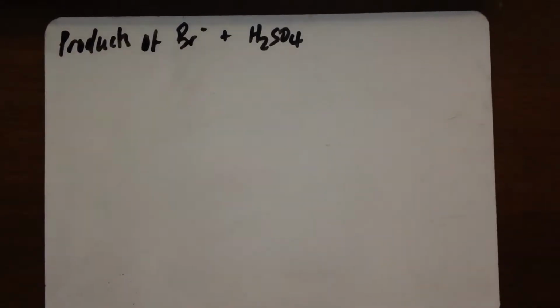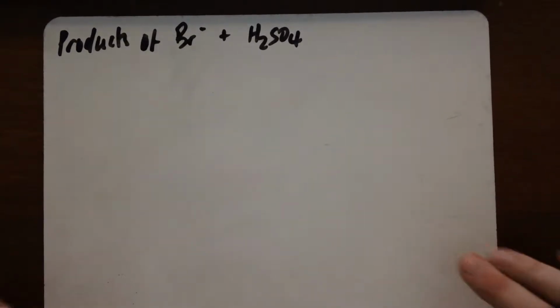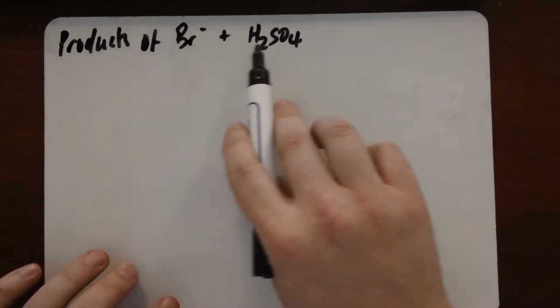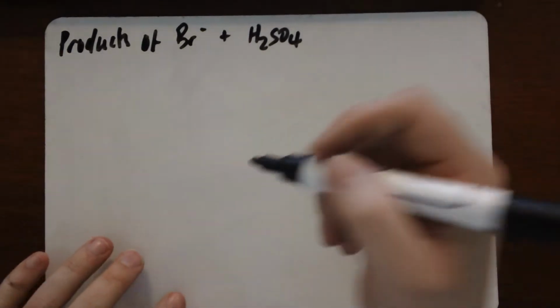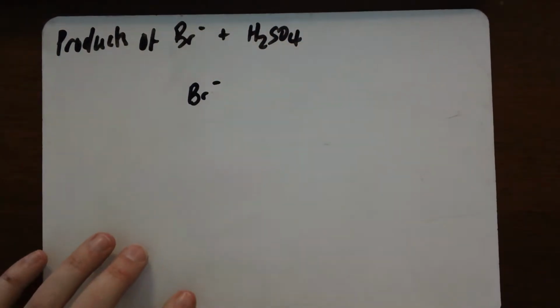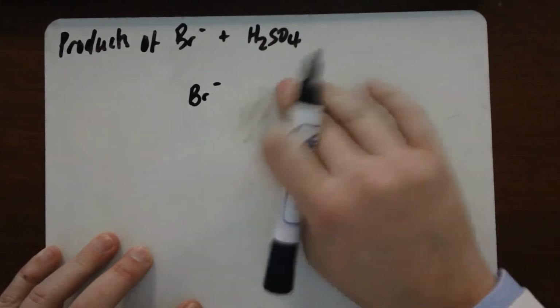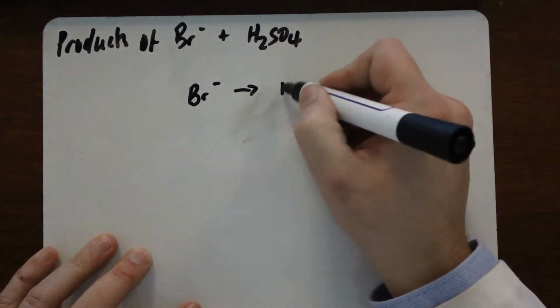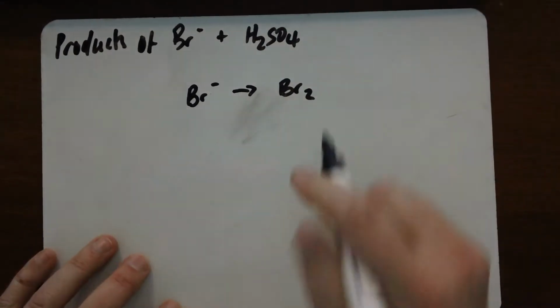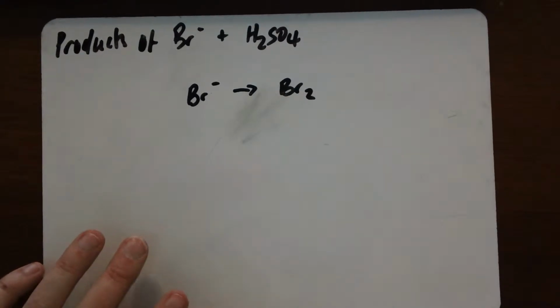This video just explains the half equations, or we derive the half equations from the products that we see from the reaction of Br minus salt with H2SO4. Now we're starting off with Br minus, whether it be sodium or potassium or any other type. We're going to start off with that, and what we produce is Br2, and we see that as our orange fumes. So that's the basis of our half equation.